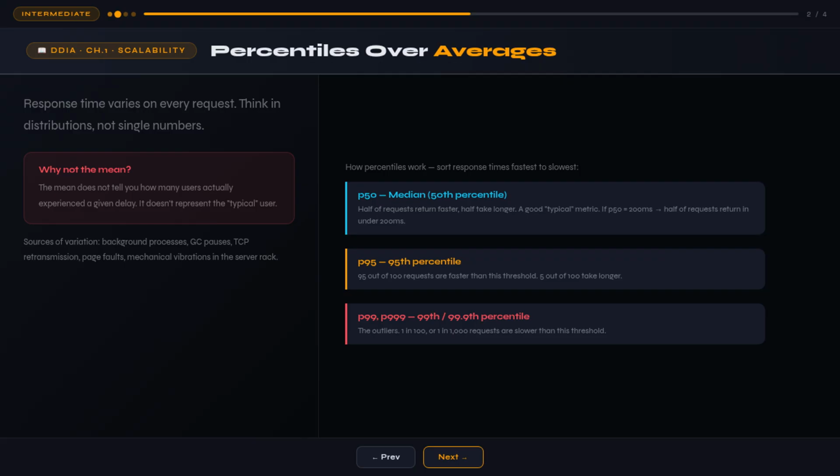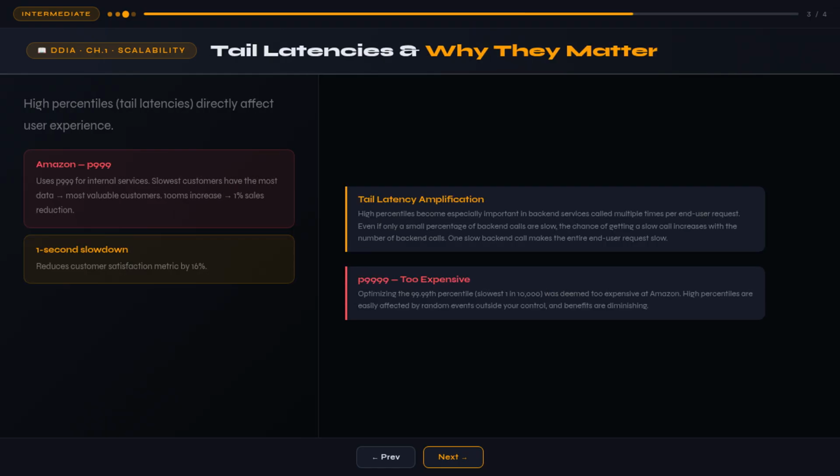Now, the most common way to summarize a distribution is the mean, the average. But the mean is a terrible metric for response time. If 95% of your requests take 10 milliseconds and 5% take 5 seconds, your mean might be something like 260 milliseconds, which sounds fine and tells you almost nothing about the 5% of users who just waited 5 full seconds. The mean doesn't tell you how many users actually experienced that bad delay. The right approach is percentiles.